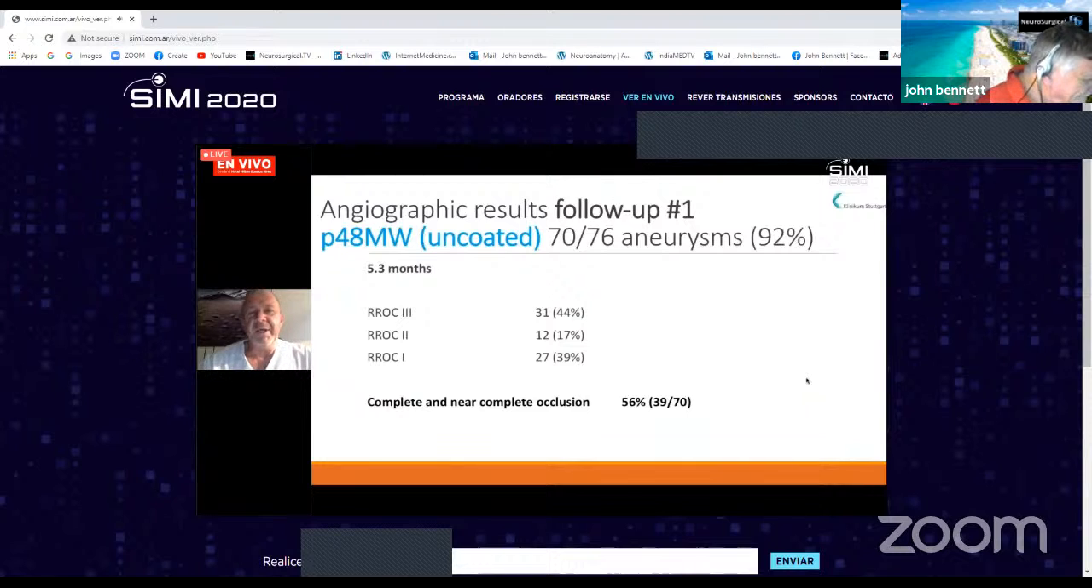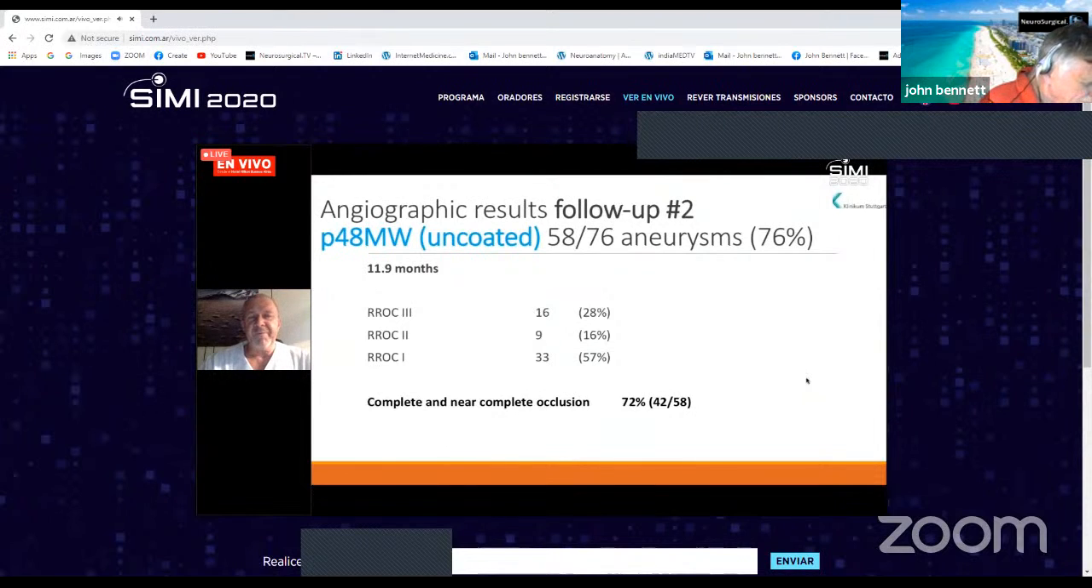If you come to the follow-up results, we see after 5.3 months, this was the first angiographic follow-up, we had seen complete occlusion, Raymond-Roy occlusion rate of 1 in 39 aneurysms only. Another 17% had only a neck remnant, and 44 aneurysms were still perfused. So complete and near complete occlusion was achieved in 56% of these aneurysms.